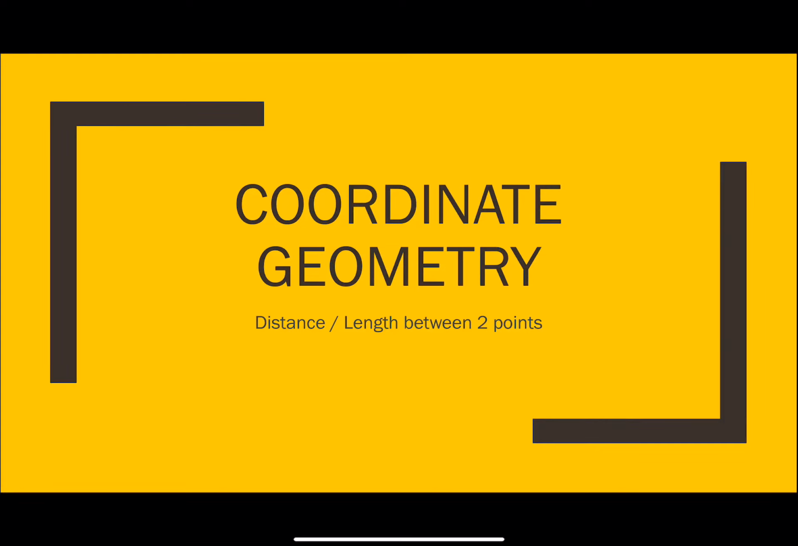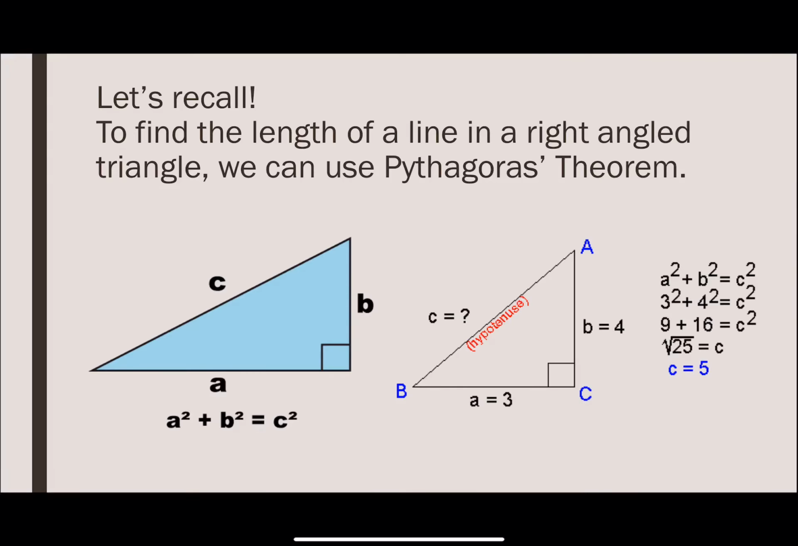Alright, today we're going to continue learning about coordinate geometry, and we're going to learn about distance or length between 2 points. Now let's recall something that you've learned previously. When we are given a right angle triangle, we can actually use Pythagoras theorem to find a missing length.